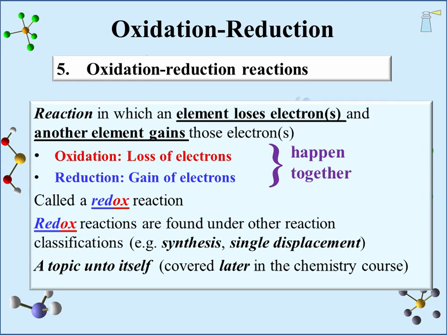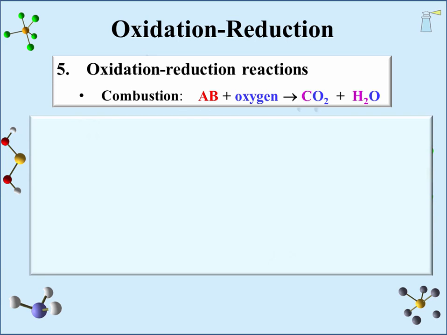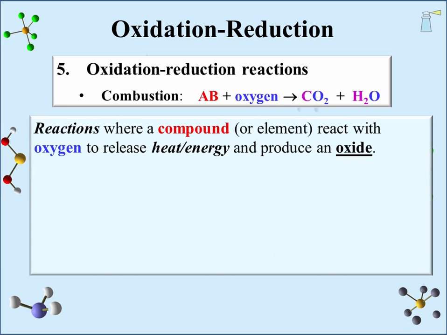There is one specific type of redox reaction that does get covered in the study of reaction types. It is the combustion reaction. Chemical AB, often an organic chemical, reacts with oxygen to produce CO2 and H2O. The hallmark of a combustion reaction is when a compound or element reacts with oxygen to release heat or energy and produces an oxide. In this reaction shown here, the oxide is carbon dioxide.